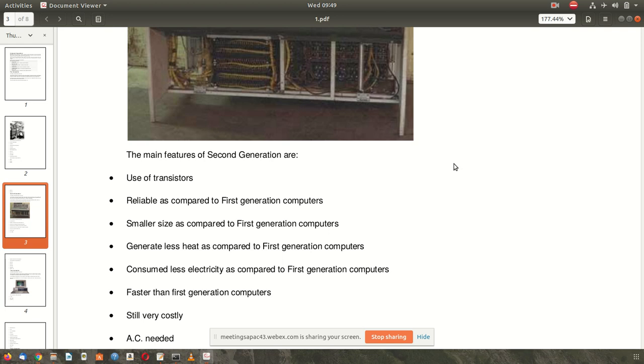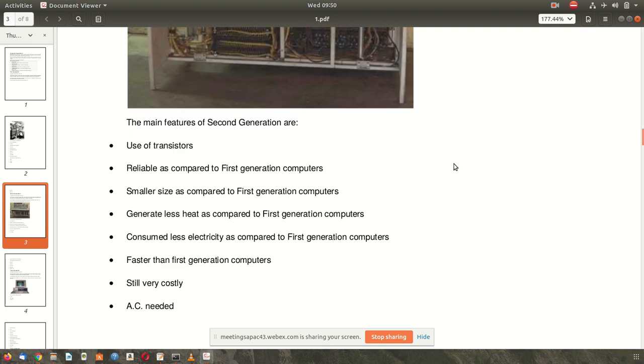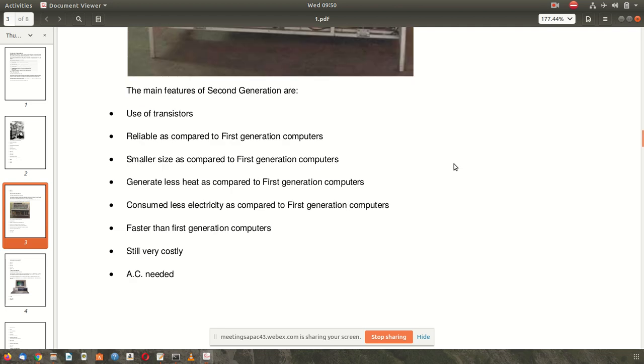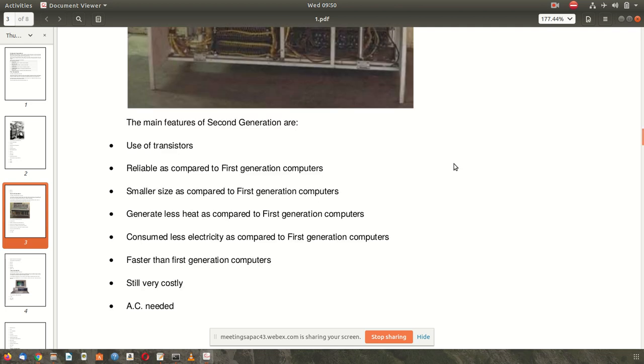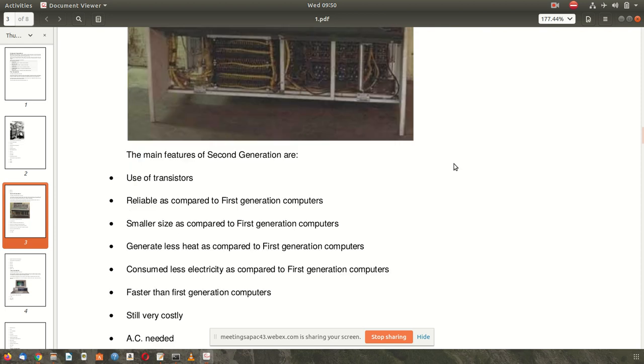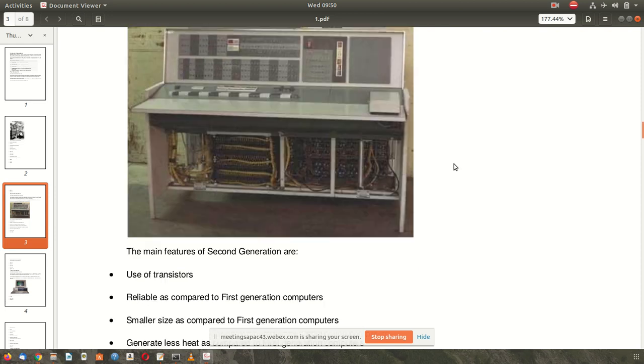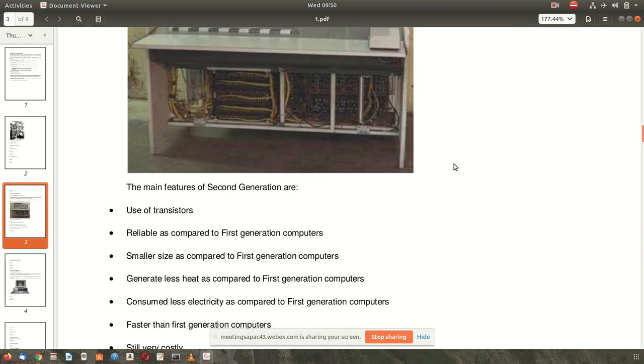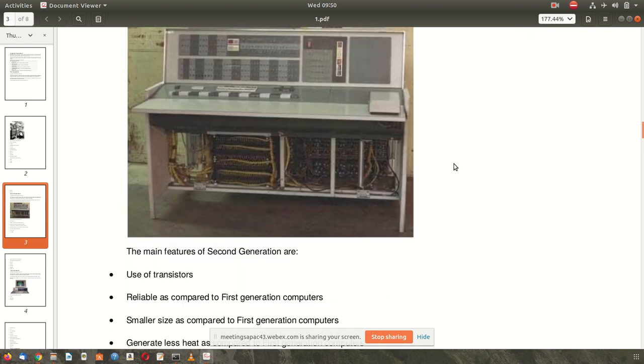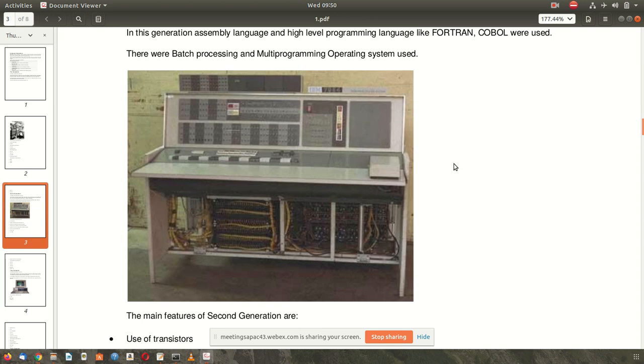So it is reliable. It is smaller in size. It generates less heat. It consumes less electricity. It is faster than the first generation. AC is required, and it was still very costly. Normal people could not use the computer up to the second generation. It is very much advanced level for that generation.